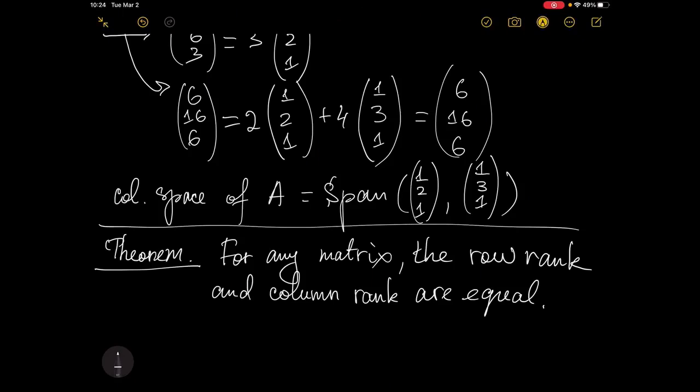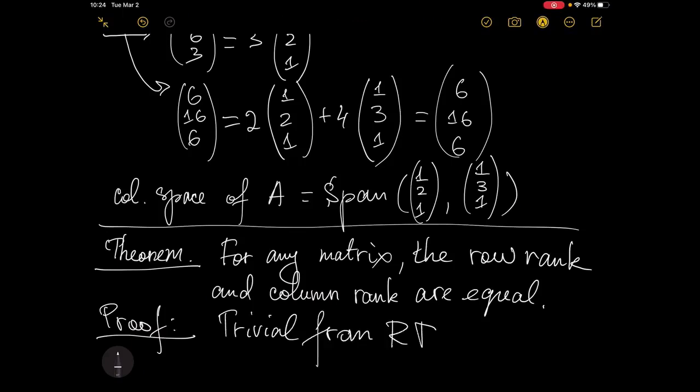But the proof is trivial from the reduced row echelon form. Because you remember we said that the rows corresponding to the leading ones, or the non-zero rows in the row echelon form, are linearly independent, right?